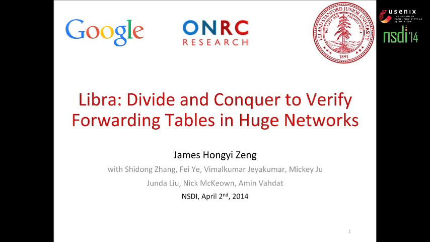Hello, everyone. My name is Zeng, and today I'm going to talk about a system that we built called Libra, which used a divide and conquer algorithm to verify the forwarding tables in huge data center networks. This is joint work with my colleagues Shidong, Fei, Vimo, Mickey, Junda, Nick, and Amin at Google and Stanford.